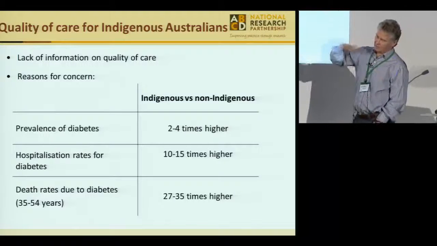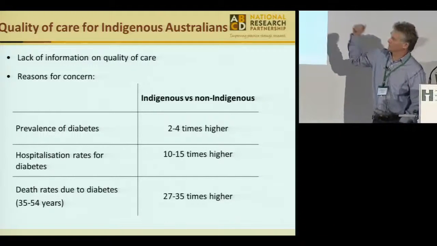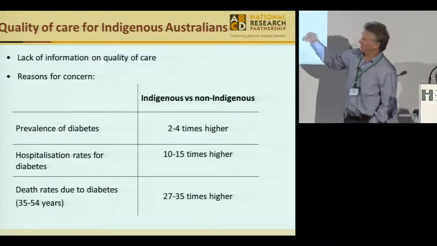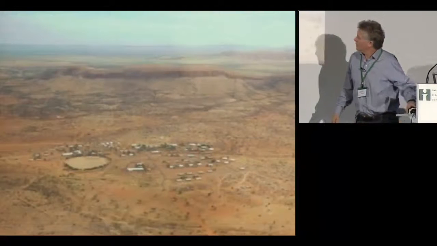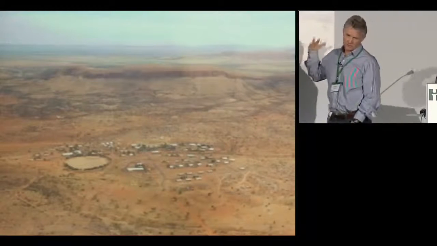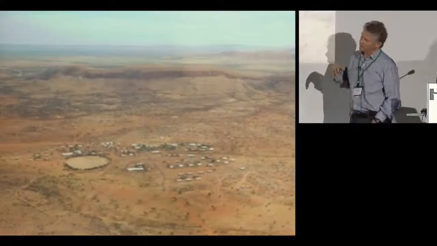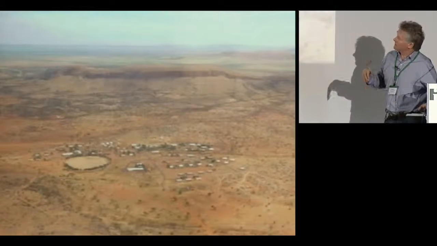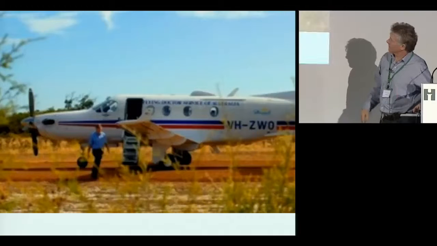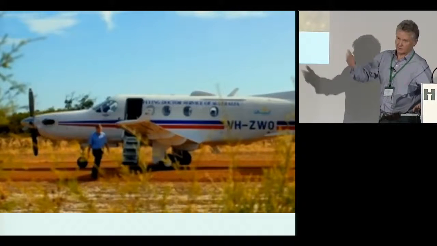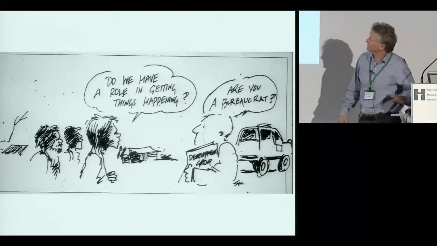And we see that sort of disparity at multiple levels of the health system. So, for example, prevalence of diabetes is 2 to 4 times higher, hospitalisation rates 10 to 15 times higher, and mortality rates for the 35 to 54-year-old group is around 30 times higher. So apologies for the poor quality of the photograph, but the idea is just to give you a picture of an example of a community. So this is a desert community, Central Australia. But going back to the point, this is just one example of a very diverse range of different types of communities. And while the aeroplanes might be more modern, we're still quite reliant on fly-in, fly-out type services in many health centres.